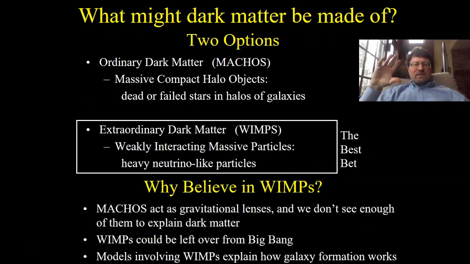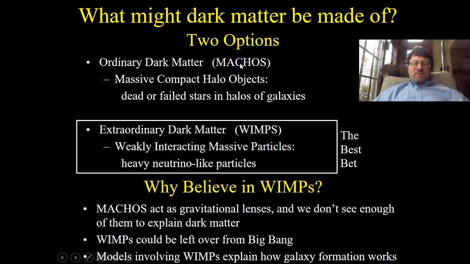There were in the past two possibilities for what dark matter was made up of, the MACHOs and the WIMPs. And by the way, that'll be the answer to today's reading quiz. MACHOs and WIMPs. Here's how you spell MACHOs, and here's how you spell WIMPs.